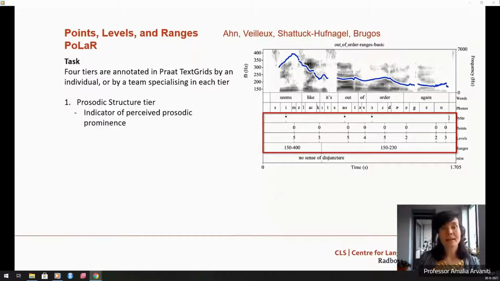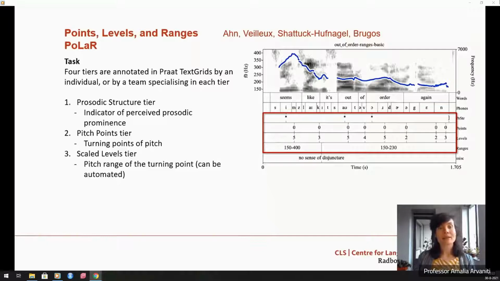The first tier encodes the prosodic structure. It's the prosodic structure tier in which perceived prosodic prominences are indicated using the star. This is a familiar annotation, so star in AM notes pitch accents. In this, no label is ascribed. On the second tier, the pitch turning points are indicated. That is the high and the low points. Here you can see that they are marked with the zeros.